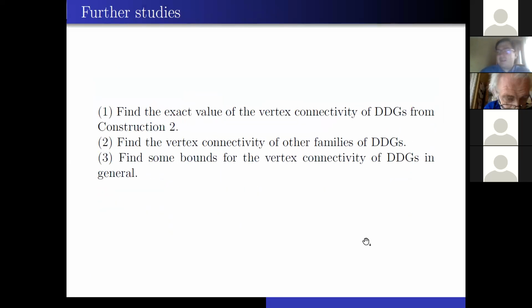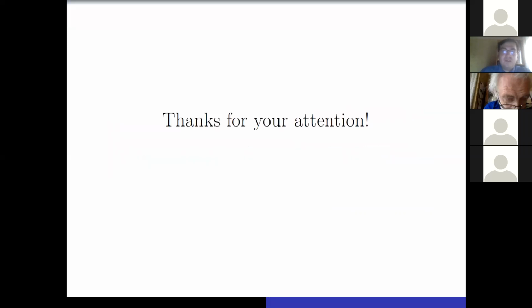What can be considered as further studies? At first, we can find the exact value of vertex connectivity of divisible design graphs from construction 2. The second, find the vertex connectivity of other families of divisible design graphs. And the biggest project of all, find some bounds for vertex connectivity of divisible design graphs in general. Thanks for your attention.